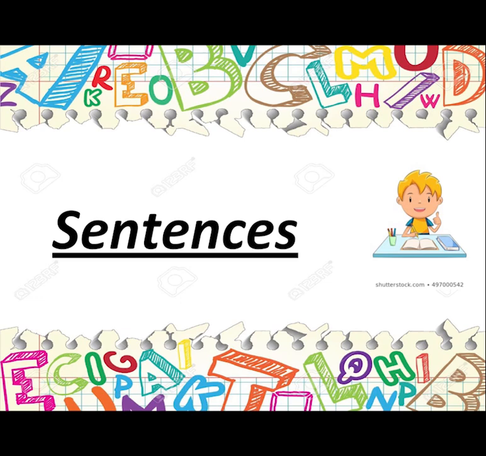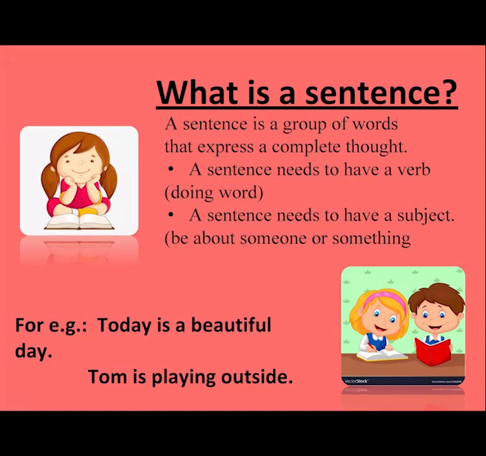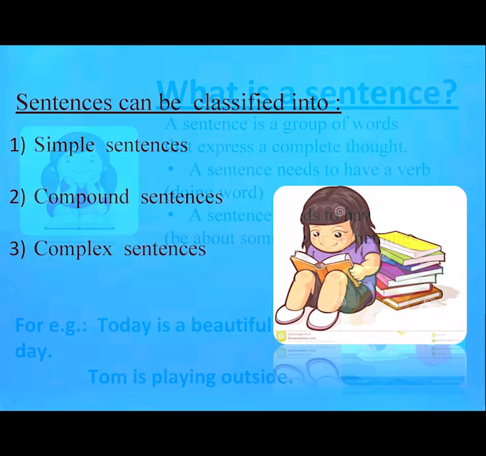Hello everyone. In today's English chapter, we are going to learn about sentences. What is a sentence? A sentence is a group of words that express a complete thought. A sentence needs to have a verb and a sentence needs to have a subject. For example, Tom is playing outside. Here, Tom is the subject and playing is your action word.